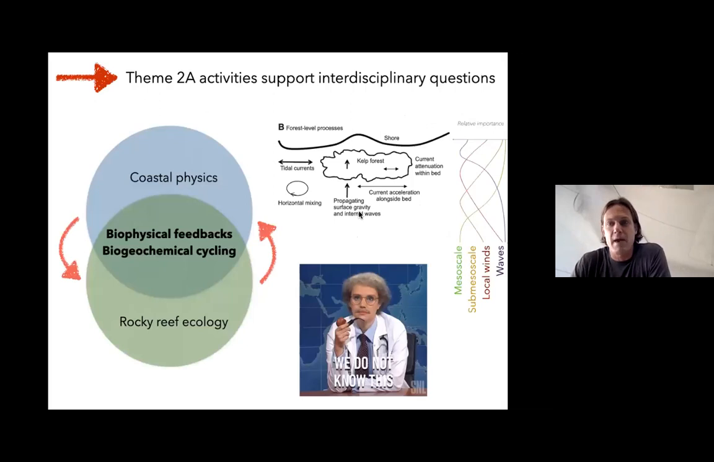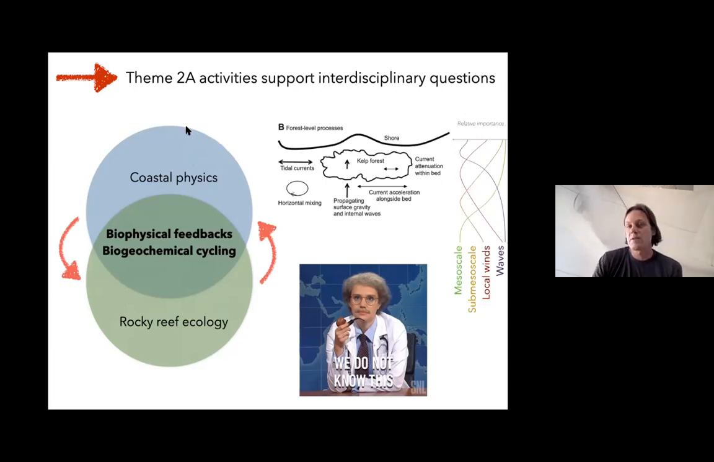If we think back to this cartoon of these forest-level processes, we know that the forest is slowing down water. And going back to the primer on the physical processes existing within the Santa Barbara Channel, we know that the mesoscale currents are bringing water to the kelp forest and carrying material away. We know that submesoscale flows are present. We know that local winds are really important and waves are seasonally important.